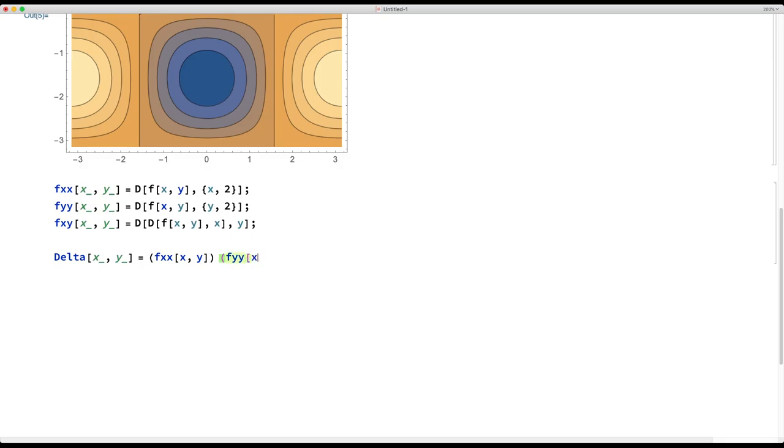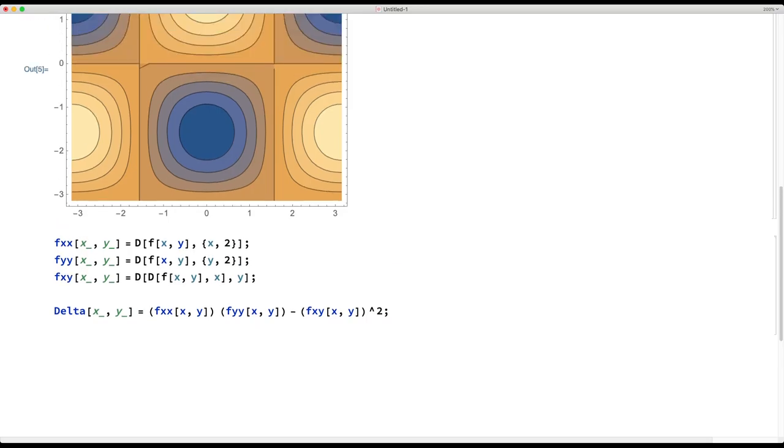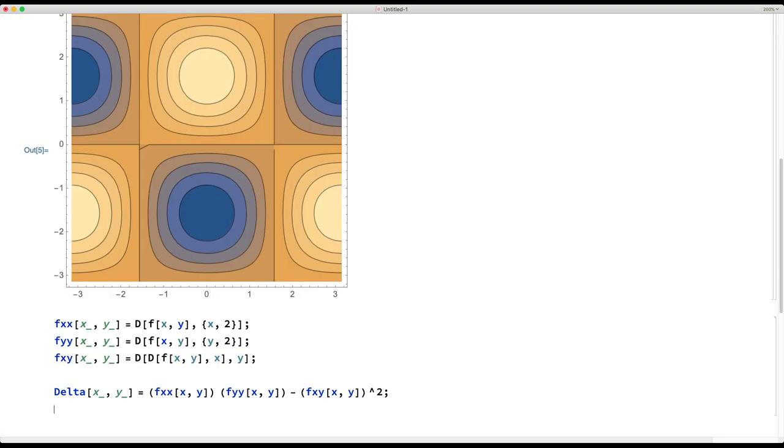And then I'm going to construct this quantity delta that I defined, which is going to be fxx at a point times fyy at that point minus fxy at that point squared. Okay? All right, so I just defined this delta quantity.